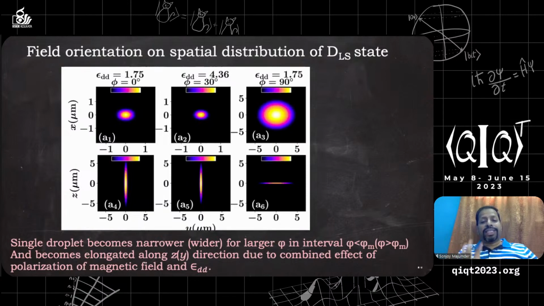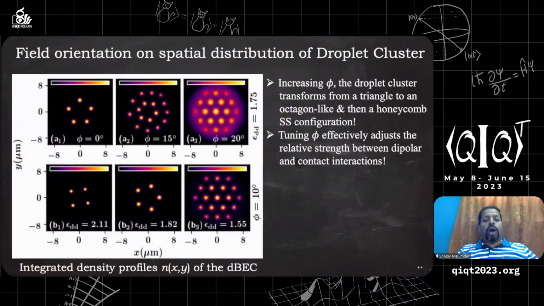If we concentrate on the single droplet, by changing the direction of the magnetic field and the EDD, we can change its shape from a disc shape to an elongated shape, from the XY direction. That is a clear demonstration of quantum technology by external field. We also see the cluster distributions of the droplets: by increasing phi, the direction of the magnetic field with respect to Z, the droplets transform from a triangular shape to octagon-like and then honeycomb-like shapes. This is the integrated profile of the condensate.